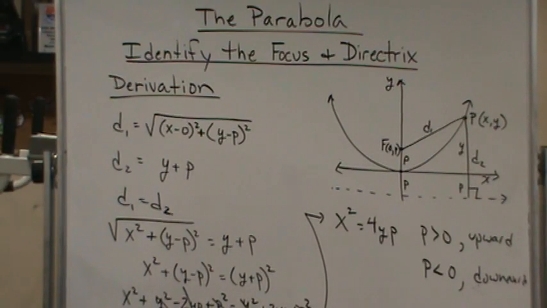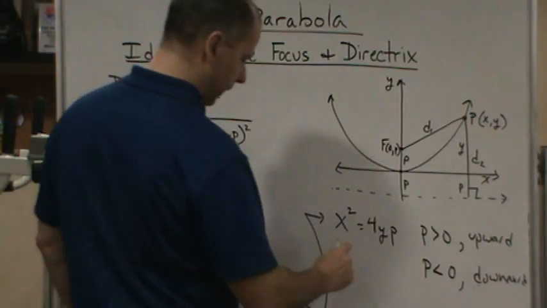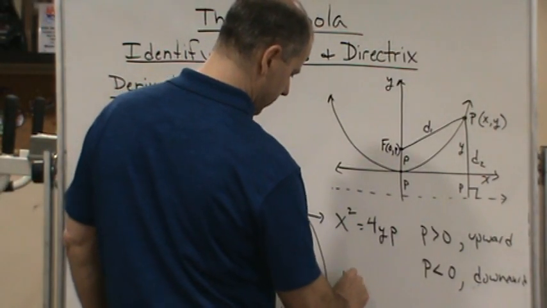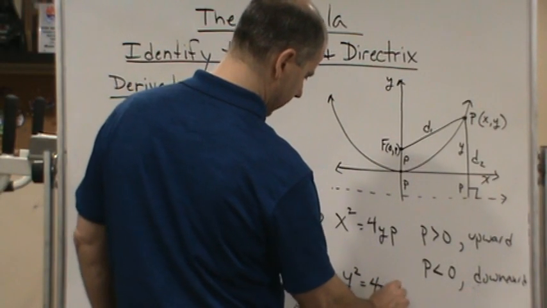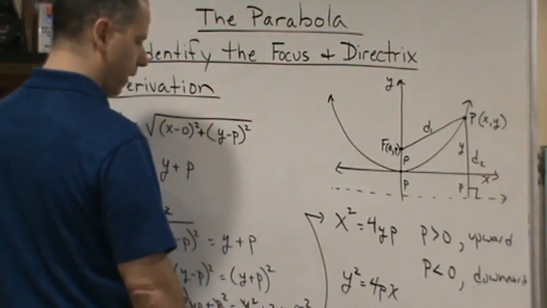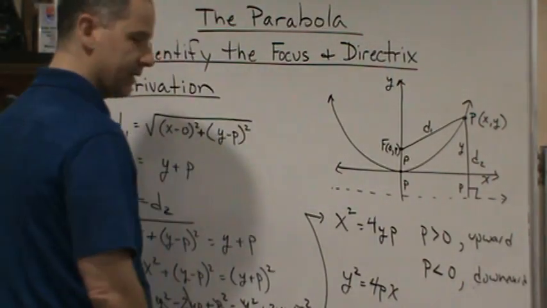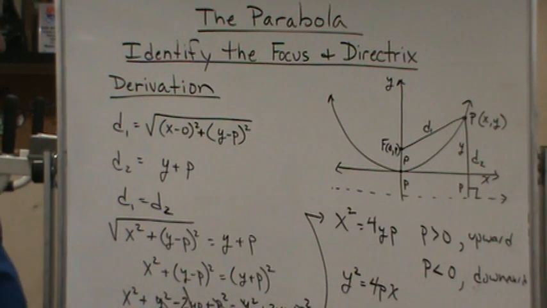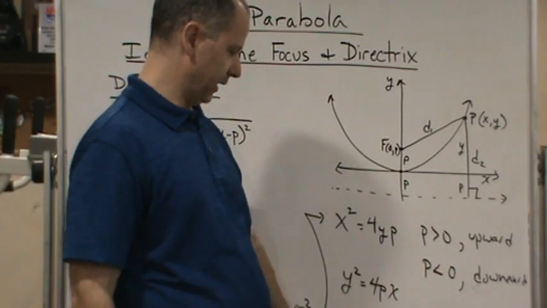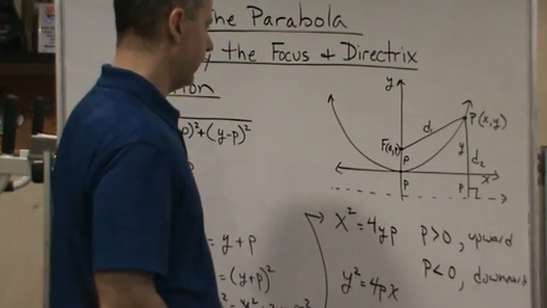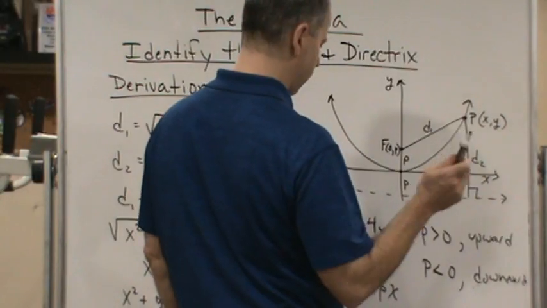And then incidentally, as you'll see in the summary, if we switch x and y, if this is y squared equals 4px, for example, then what happens is now the parabola is going sideways. And if p is positive, it opens to the right, and if p is negative, it opens to the left.